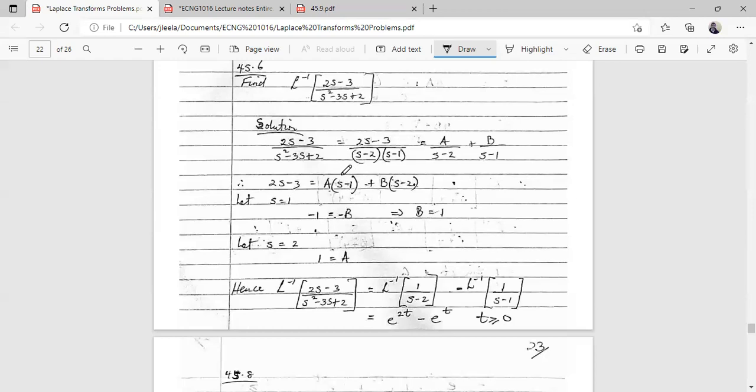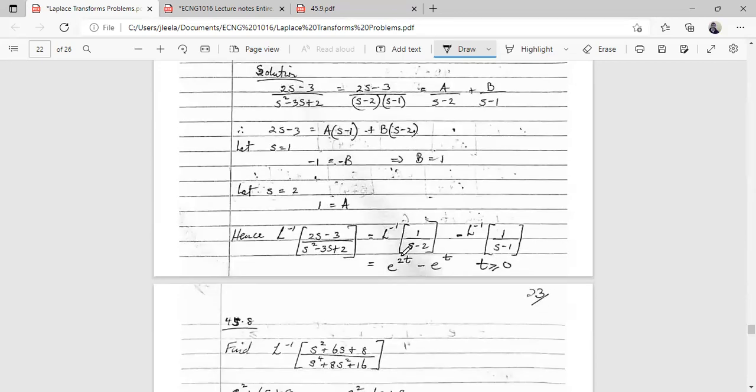If we put s equal 1, we'll get minus b is minus 1, so b is 1. If we put s equal to 2, we'll get a is equal to 1. 2 2's are 4 minus 3 is 1. So both a and b here are 1. So you're taking the Laplace inverse of 1 over s minus 2 minus the Laplace inverse of 1 over s minus 1, which is e to the 2t minus e to the t for t greater or equal to 0.